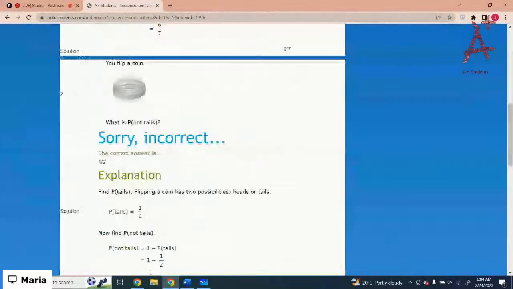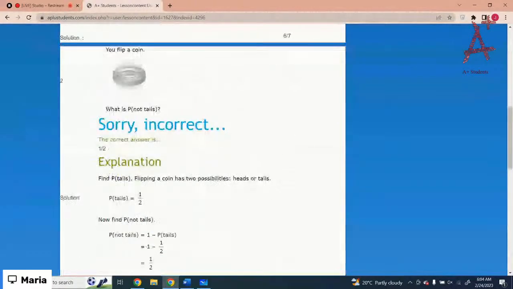Okay, you flip a coin. What is the probability of not tails? So first of all, you have to calculate the probability of getting tail. Got it? So the probability of getting tail is 1 over 2. So the probability of not tail is 1 minus 1 over 2. That is again 1 over 2. Got it? Let's just start with the practice questions.